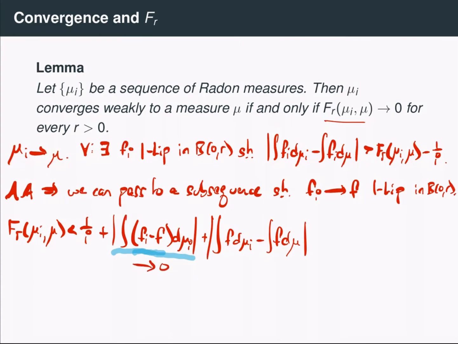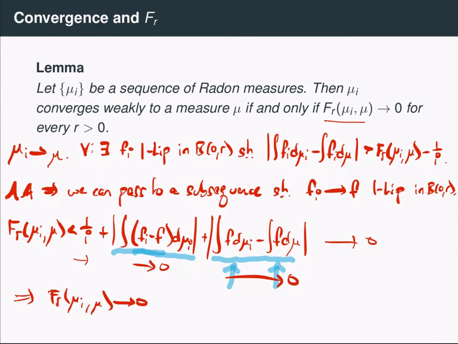Now, if we look at the second integral, notice that these two integrals have the same function f in them. And f is a continuous function of compact support. Because mu_i is converging weakly to mu, by definition the integral of f d mu_i is converging to the integral of f d mu. So this absolute value also converges to 0. And finally, of course, 1 over i goes to 0. So this whole thing is going to 0. So this implies F_r of mu_i, mu is converging to 0, for every radius r bigger than 0.